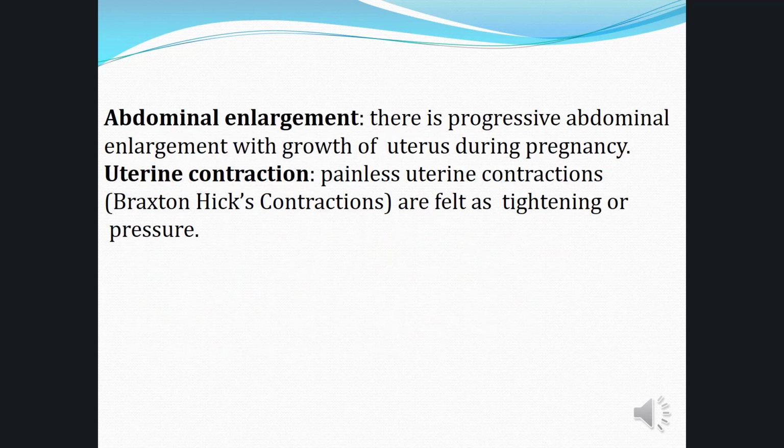Abdominal enlargement. There is progressive abdominal enlargement with growth of the uterus during pregnancy. Uterine contraction. Painless uterine contractions, Braxton Hicks contractions, are felt as tightening or pressure.